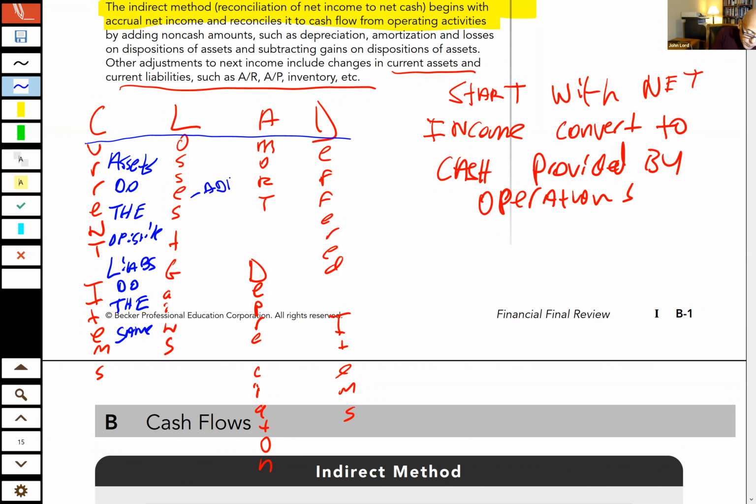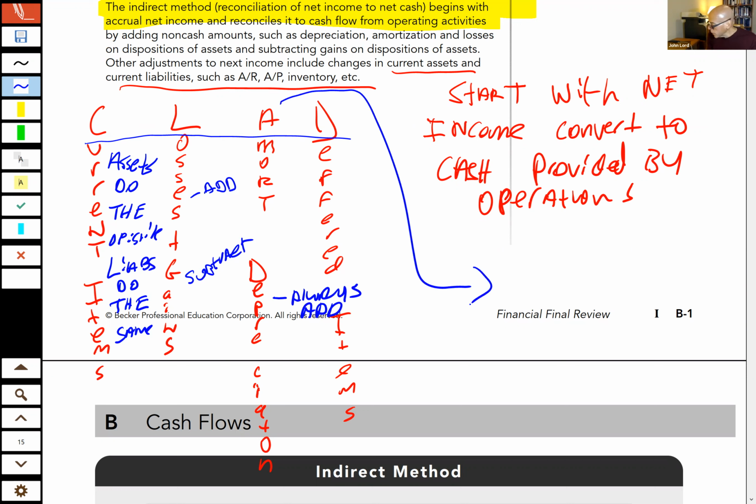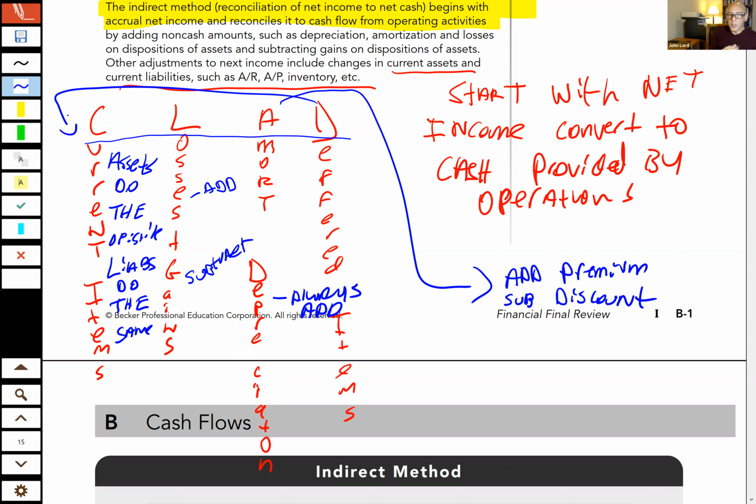Okay, amortization, depreciation. Depreciation is the easiest one in the world. Always add depreciation. For amortization, if it is a premium, you should add premium amortization, and we'll talk about bonds tonight as well. Add premium amortization, subtract discount amortization. And then for deferred items, basically follow your CLAD rules. Deferred liabilities, you'll do the same as for liabilities. If the deferred item increases, you add it. If it decreased, you subtract it.